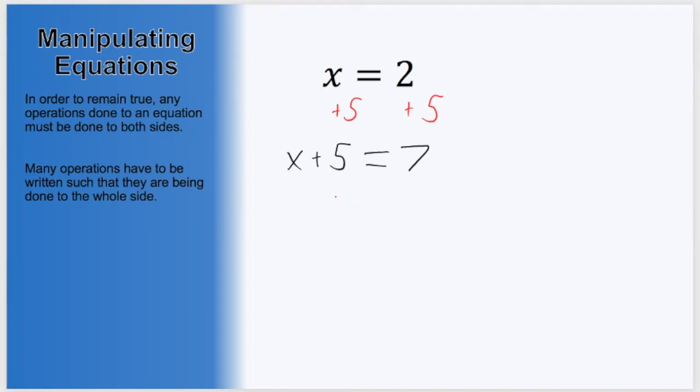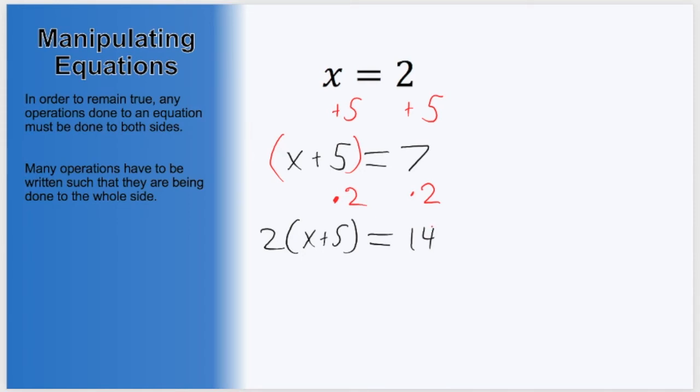Next, let's do some multiplication. We'll multiply both sides by 2. On the right side, it's simple enough. 7 times 2, we get 14. But on the left side, we have to realize that we're multiplying the entire side by 2, not just one single term. To help us make note of this, it's useful to put the entire side in parentheses when you're doing the multiplication. So we see from this that the 2 is now going to multiply the x plus 5 inside a set of parentheses.